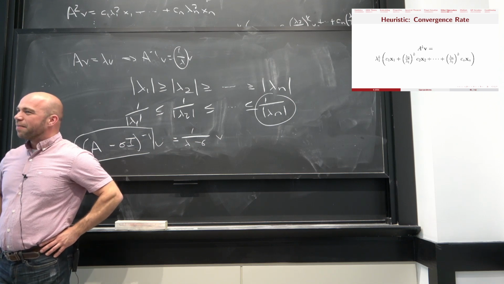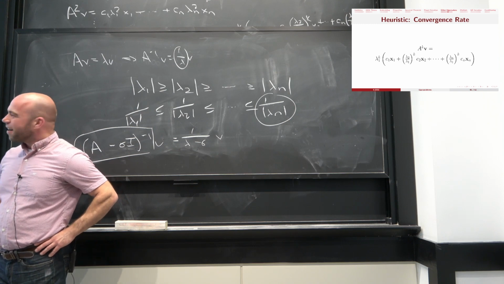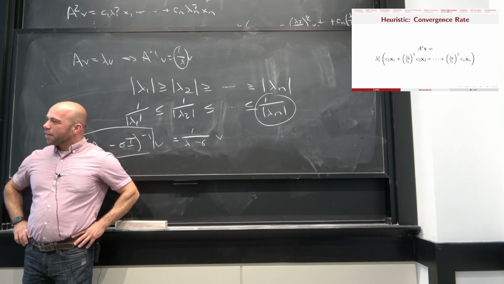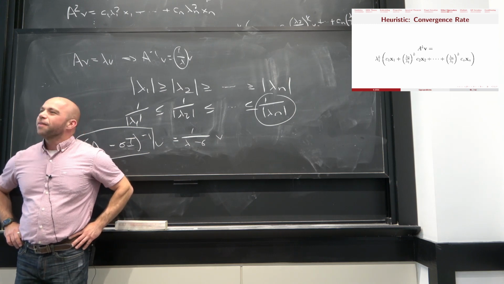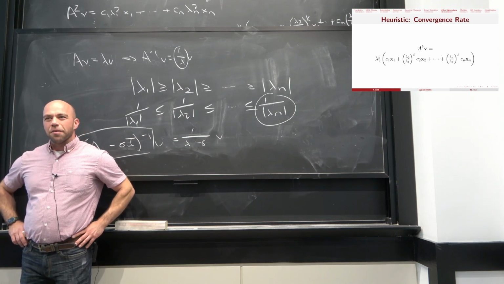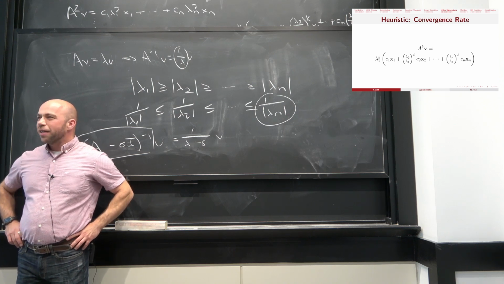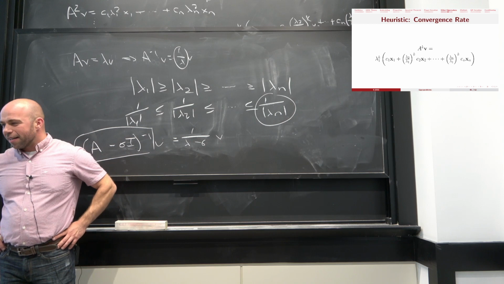Does that make sense, everybody? Sadly for us, there's a chicken and egg problem because we don't know lambda 2. We can't evaluate that ahead of time, but that's the intuition here. So we know the convergence rate of this thing is really good when the ratio between the first two eigenvalues is as good as possible.